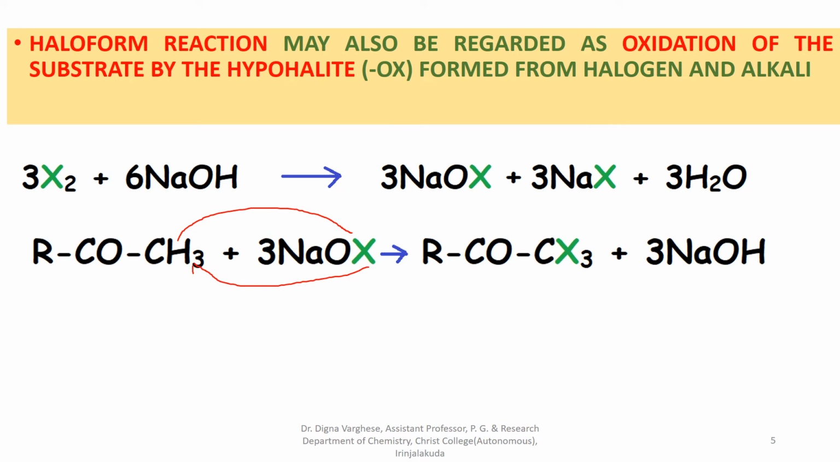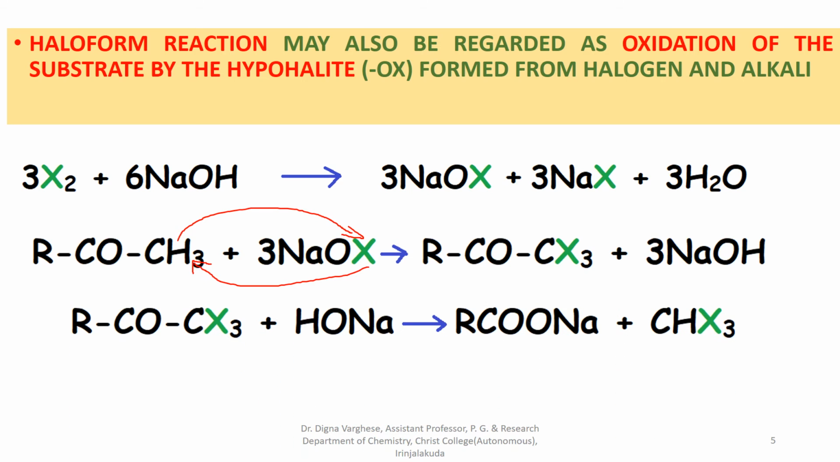So a trihalo compound is formed with sodium hydroxide. In the next step, this trihalo compound reacts with sodium hydroxide. It forms sodium carboxylate and a haloform.